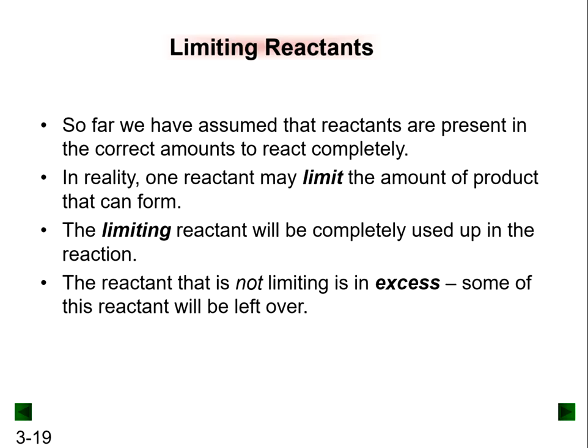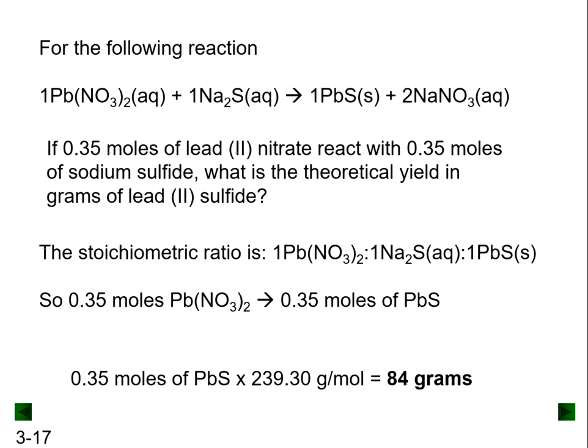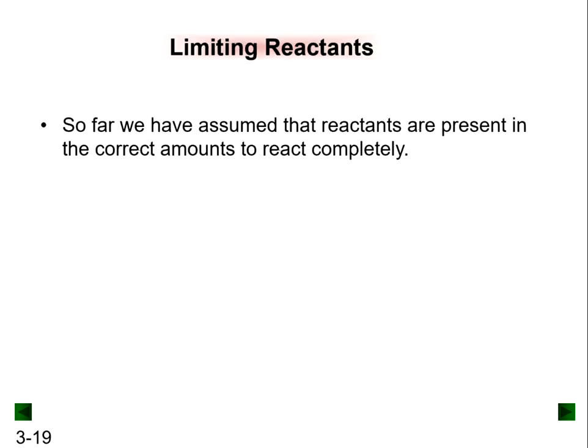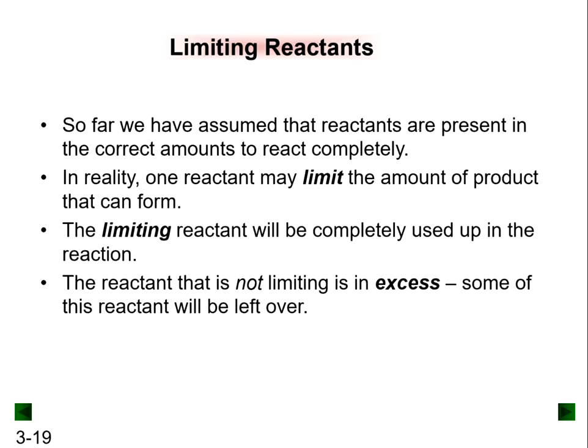So in the case up above, for example, with this lead 2 nitrate plus sodium sulfide, if we had 0.35 moles of lead 2 nitrate but 0.6 moles of sodium sulfide, we would know that there was extra sodium sulfide around, more than we needed to carry out the reaction. So then the sodium sulfide would become the excess reagent, and the lead 2 nitrate the limiting reagent. So in this case, then, we're going to start to look at reactions that don't match the stoichiometric ratios written down in the balanced chemical equation.